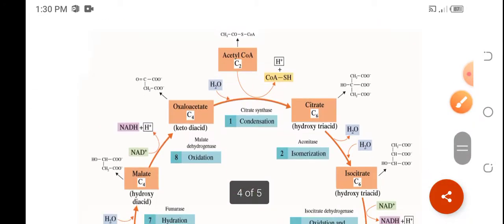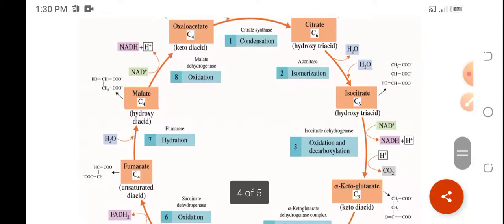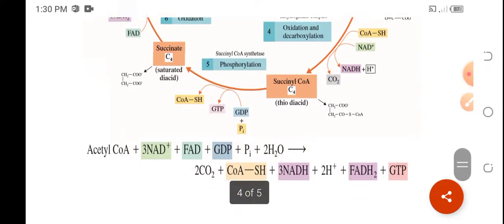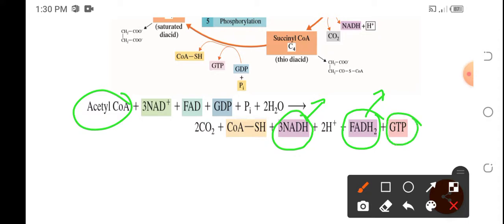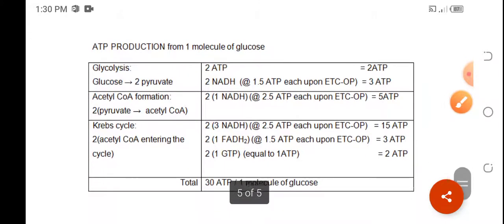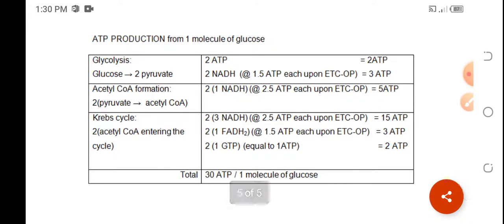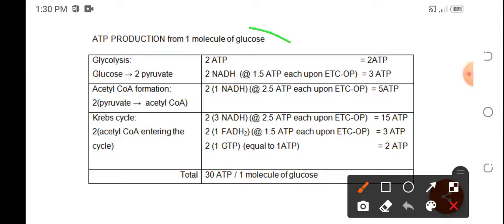Okay, so stage 3, this is the Krebs cycle. We have intermediates being produced necessary for ATP production. So for every acetyl CoA, what are the things needed? This is very important: 3 NADH that could be converted to ATP, and then FADH2 could still be converted to ATP, and GTP, which is equivalent to 1 ATP. These intermediates have to go through the electron transport chain so that they could be converted to ATP. Now, as a summary, this is the ATP being produced for 1 molecule of glucose.